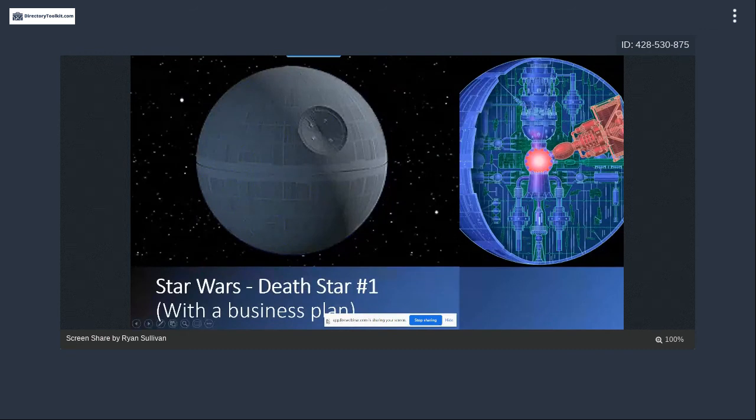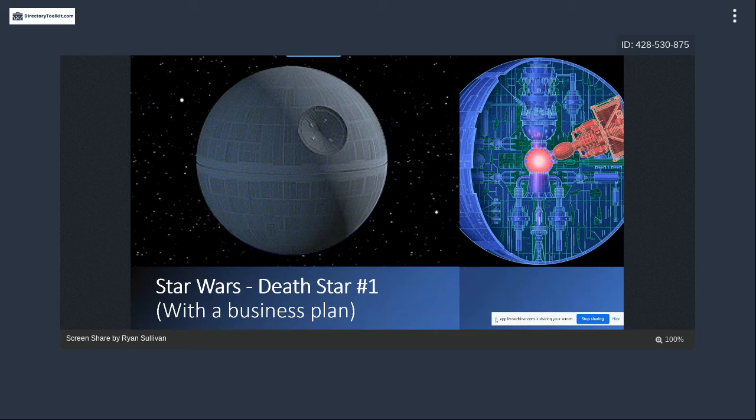If anybody's seen the Star Wars movies, they know there's two Death Stars, right? Here's Death Star number 1, the first one, with a business plan. It's beautiful. It's round. It destroys planets. It was well made, well constructed, and it got the job done efficiently. Here's what it looked like in Return of the Jedi, with Death Star number 2, without a business plan. This is what the other one looked like.